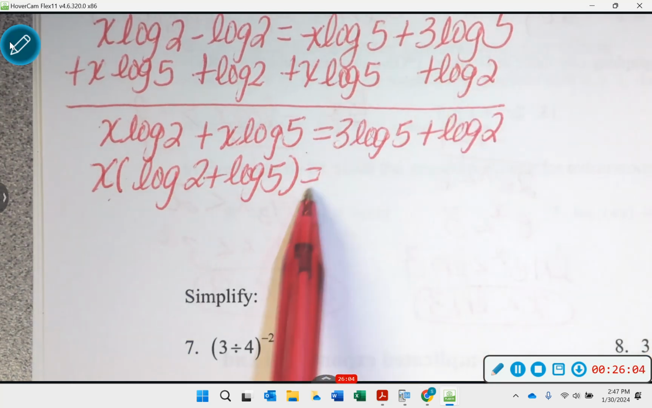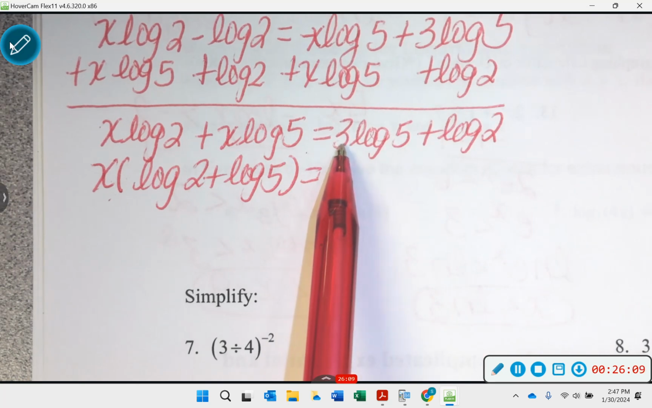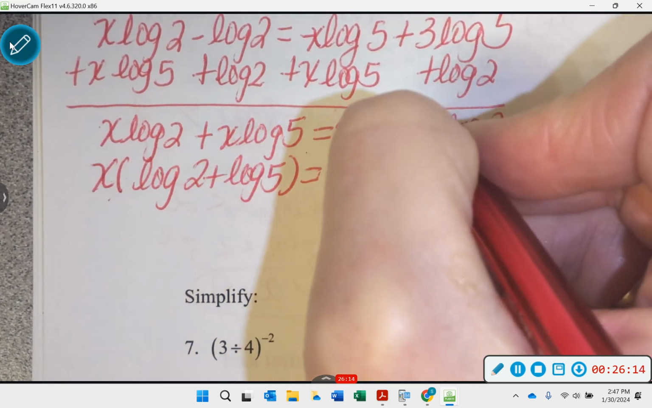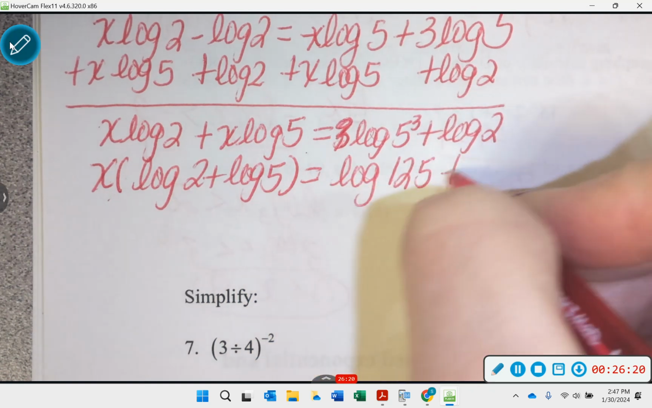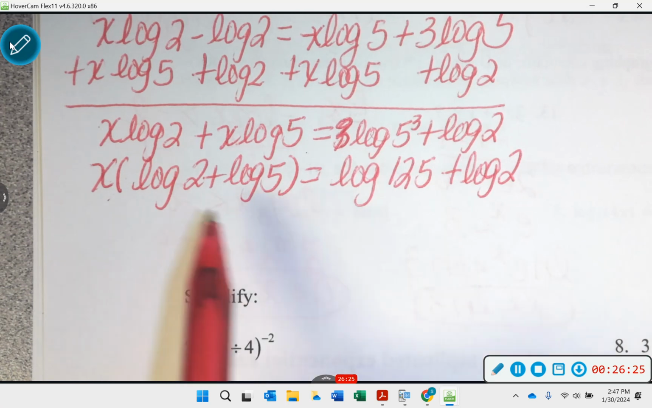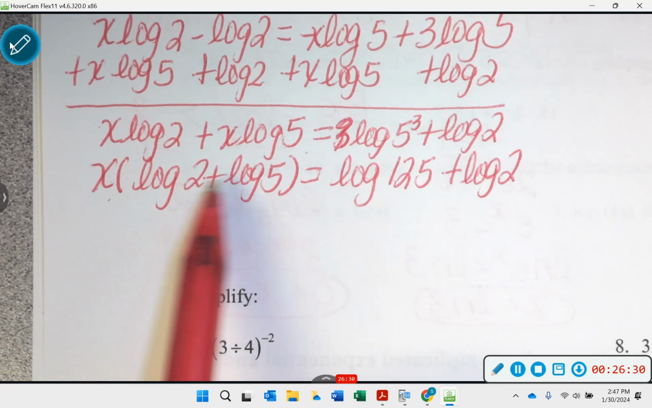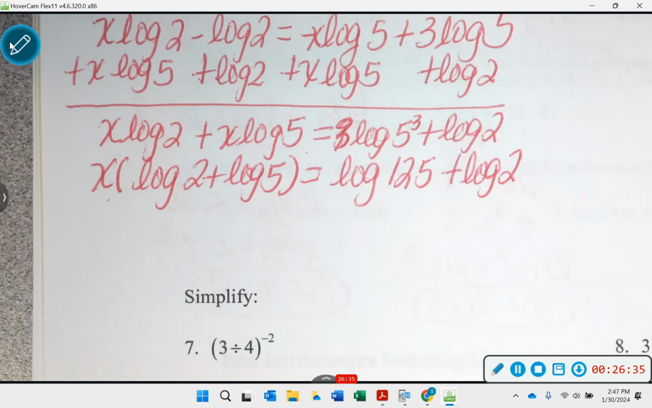Let's simplify over here a little bit. What can I do with this 3 that's a coefficient? Make it an exponent. Okay, let's do that. So now I have log of 125 plus log 2. Does anybody remember what you can do if you have logs with the same base and they're getting added? It can change into multiplication. See if you can finish this. The answer is actually a pretty easy answer. See if you can do it.